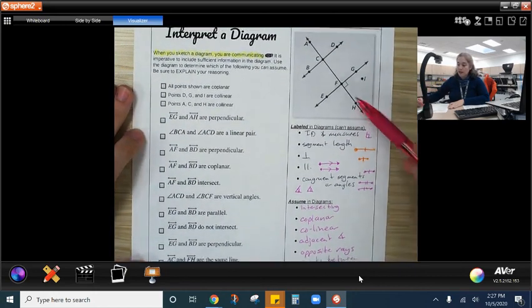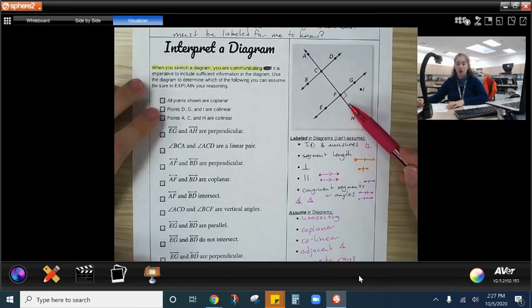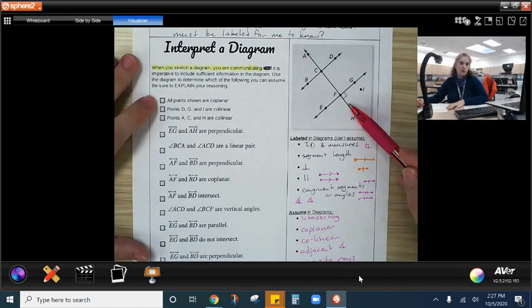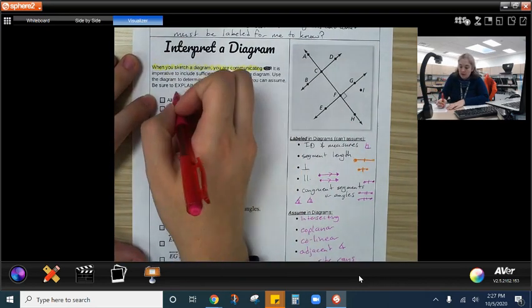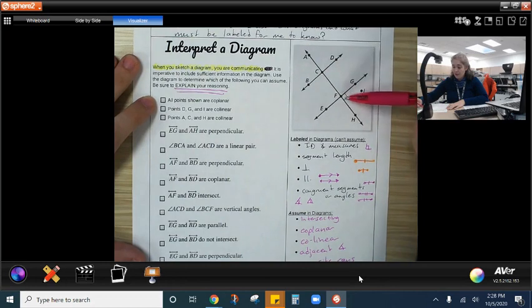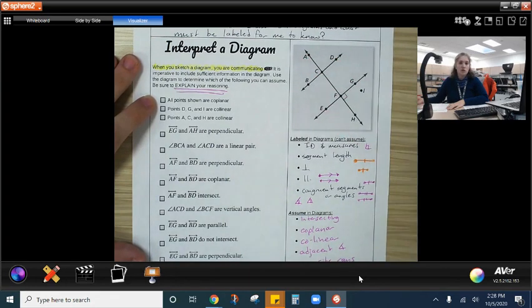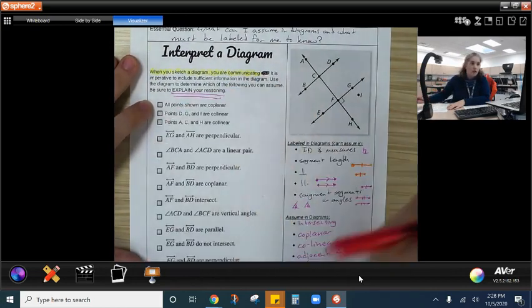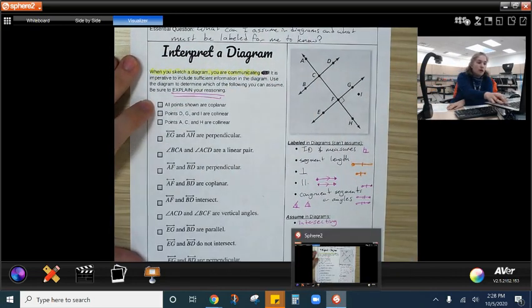So let's take a look at this diagram, and we're going to go through some of our statements over here, see if they're true, and then state our reasoning. Make sure you can reason through why we can say that. So, shown are collinear. Is that true? No. A, C, F, H are collinear, and B, C, D are collinear, but they're not all collinear to each other. So no, they are not collinear.